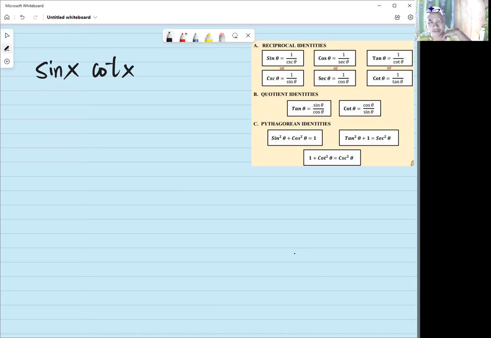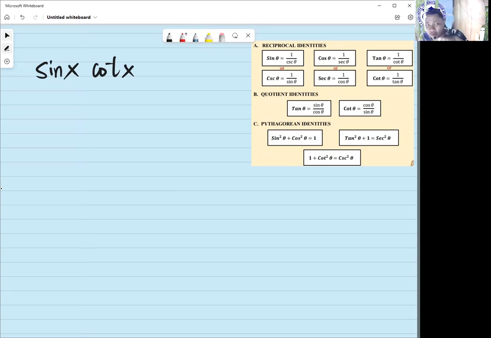What's the best thing to do here? Sine and cotangent, may relasyon. What will we do? Type it in the chat box, please. Quotient identity po ng cotangent. Very good. What about the rest? Did you also notice that?